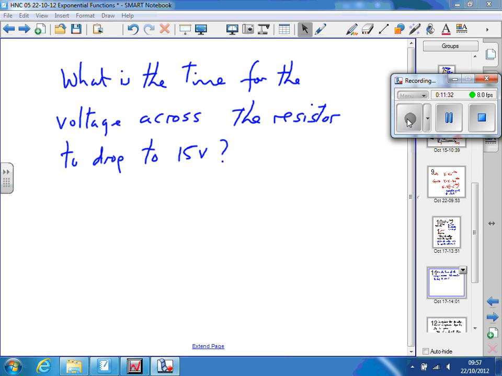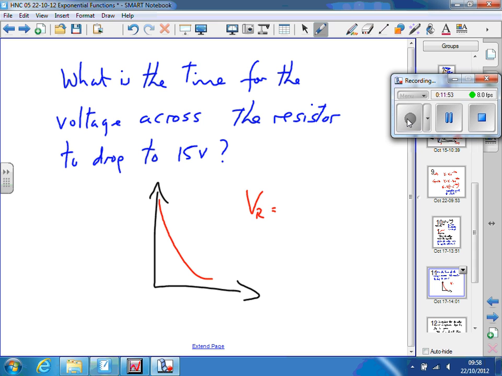What's the time for the voltage across the resistor to drop to 15 volts? So we're back to this original curve, the voltage across the resistor. So we now know the shape of that curve. The voltage across the resistor is going to be an exponential decay. So the voltage is V0, which is the original voltage, e to the minus t over RC.